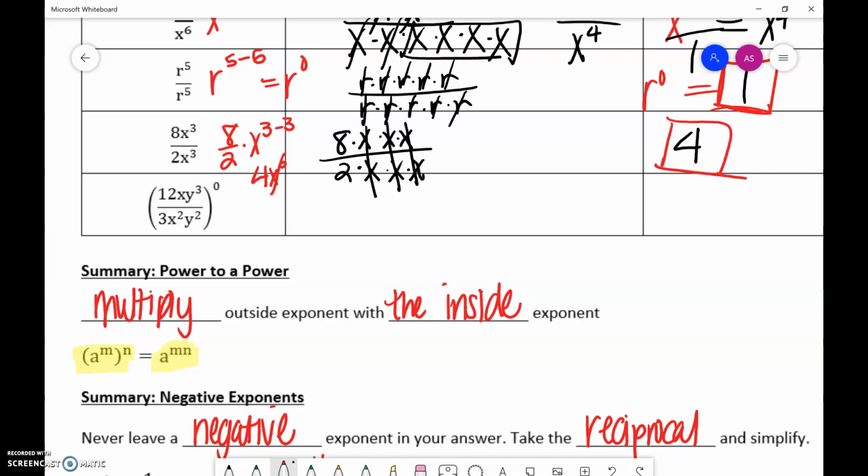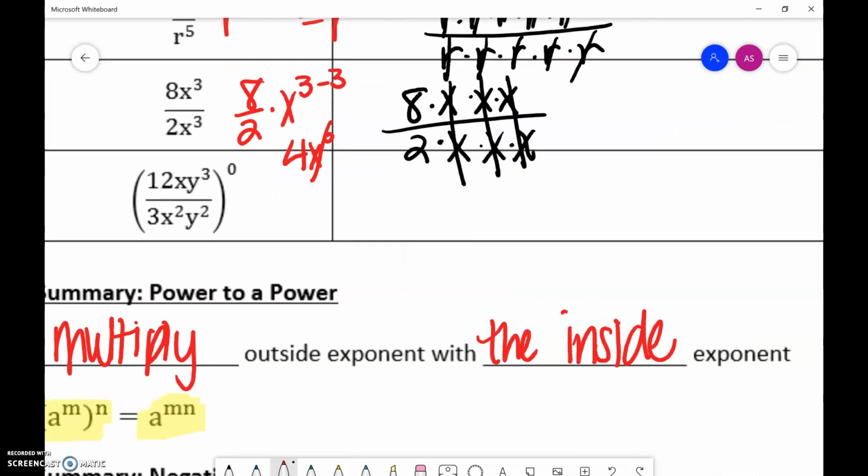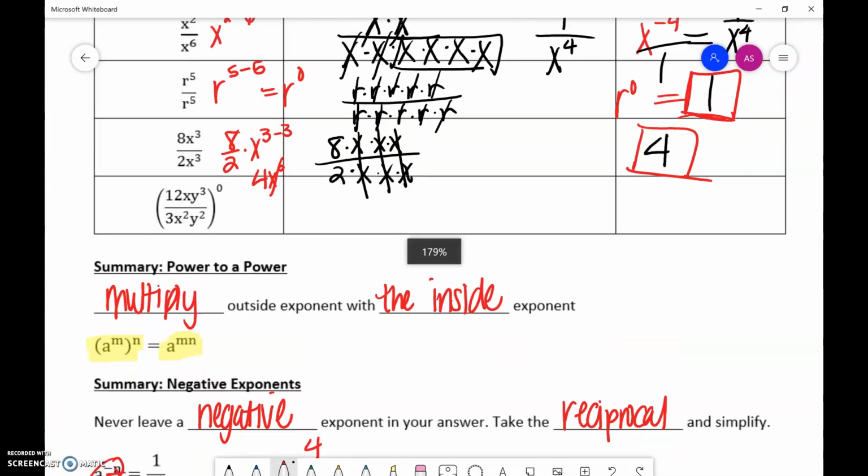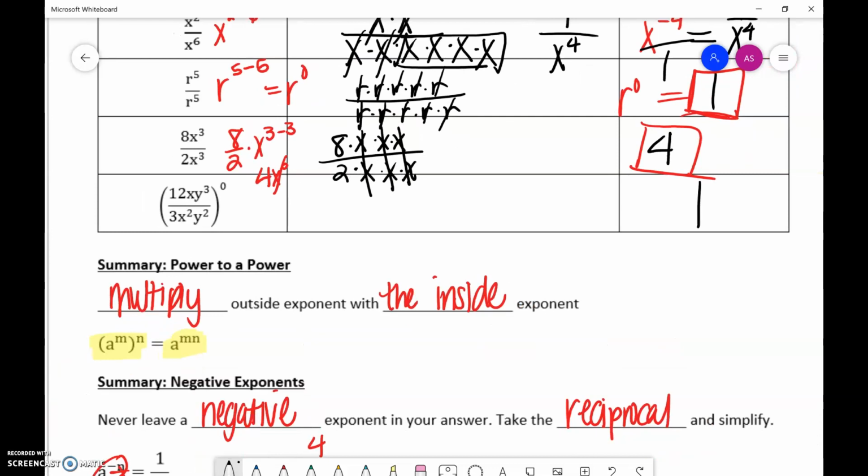And here, this one looks fun, but like we just said, anything to the 0 power is going to be 1. So our final answer for that one is 1, because all this is to the 0 power, it doesn't even really matter what's on the inside. We just did that to confuse you a little bit. So anything to the 0 power will be 1.